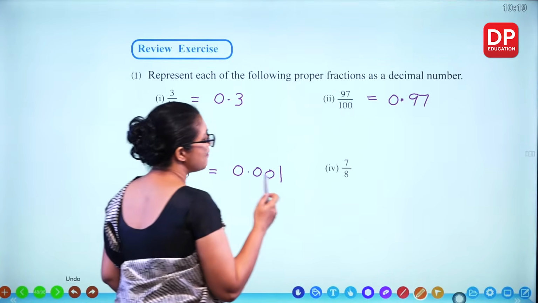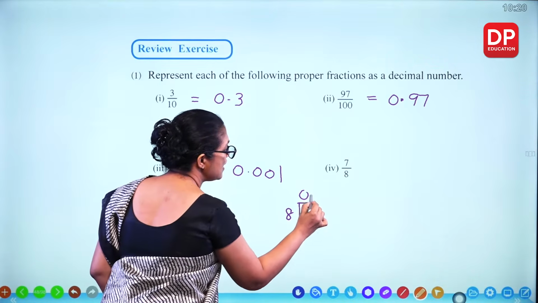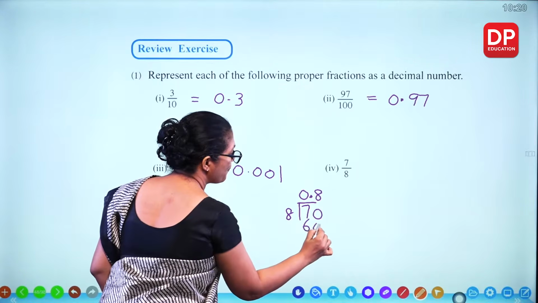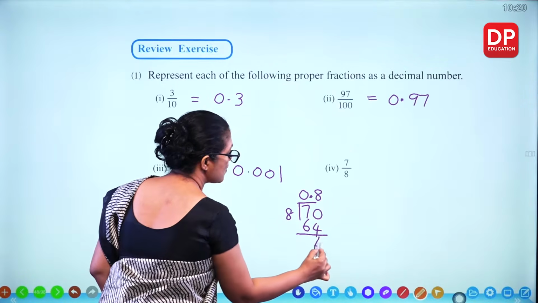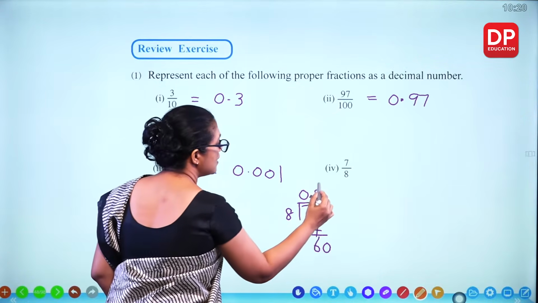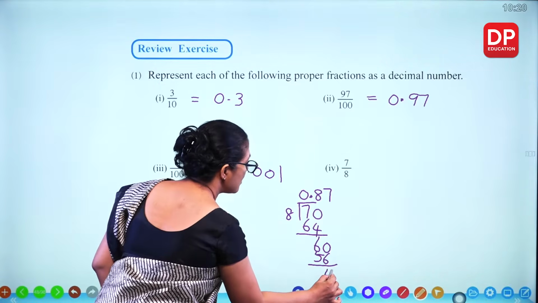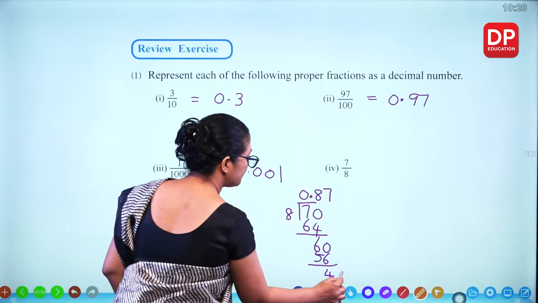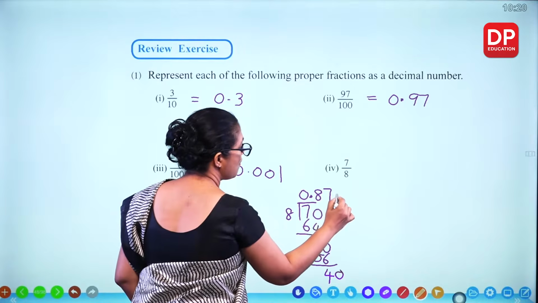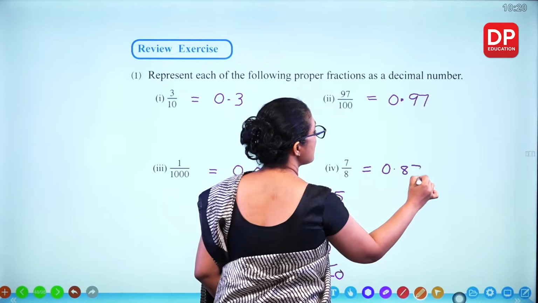So you can divide. 7 divided by 8. 7 divided by 8. 8 times nothing. For 70, 8 times 8, 64. And 6 remaining. So 60. You get 8 times 7, 56. Here this is again 40. You get 40 here. So what's 8 times 5? 40. So what's the answer? 0.875.